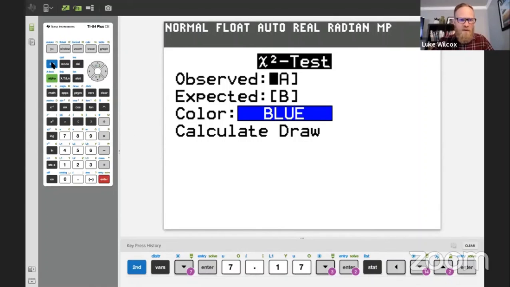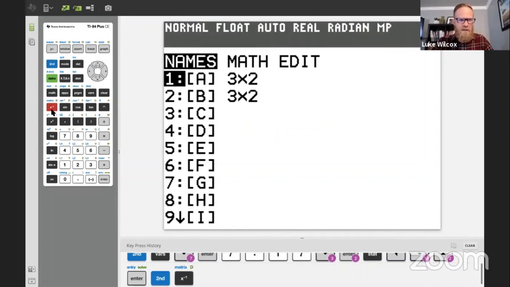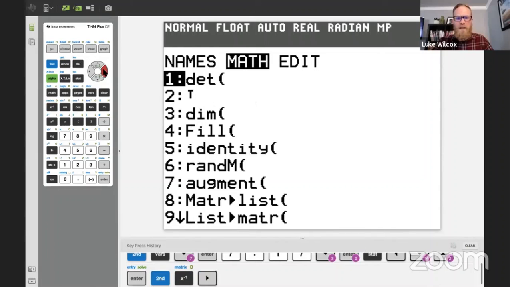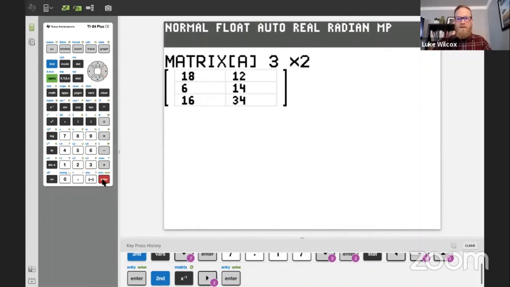So we have to go here to second matrix, right? This button and then this button. And we're gonna have to go over and edit. And you may not have any values in here, but you wanna create a matrix A, and you want the dimensions to be 3 by 2. And this is just gonna be the observed values, right, from the activity. And so I already have those numbers copied in here. These are the observed values. So you'd go ahead and type those in.